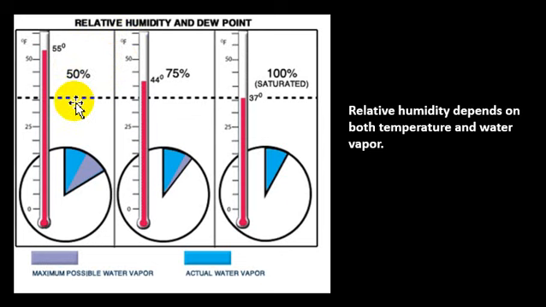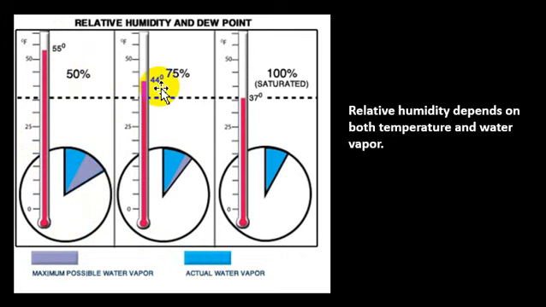So at 55 degrees, the dew point is 37. This is called a temperature dew point spread. The temperature is 55, the dew point is 37, and the temperature dew point spread is 18 degrees. That is a decent spread, which means the temperature and the dew point are far from each other. This pie slice is the maximum possible water vapor that you could have. But when the spread is 18 degrees, actual water vapor is about 50% in this atmosphere.